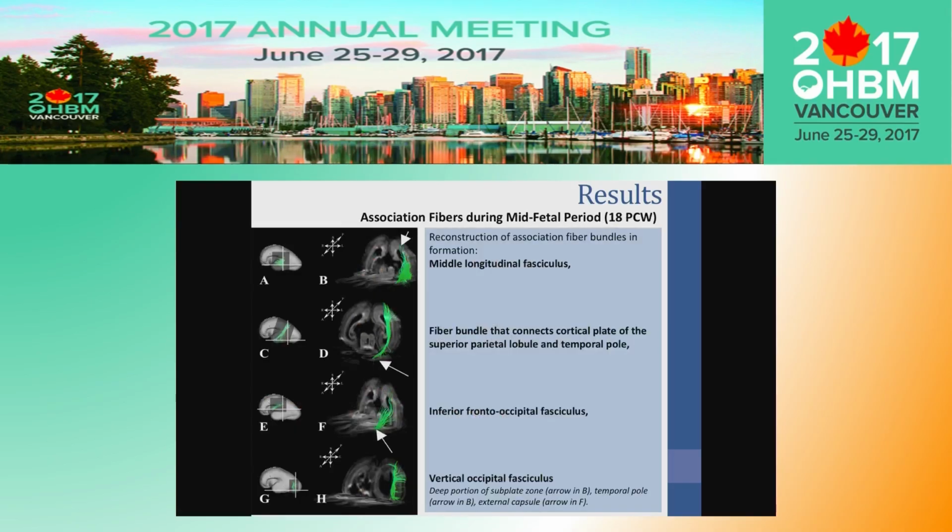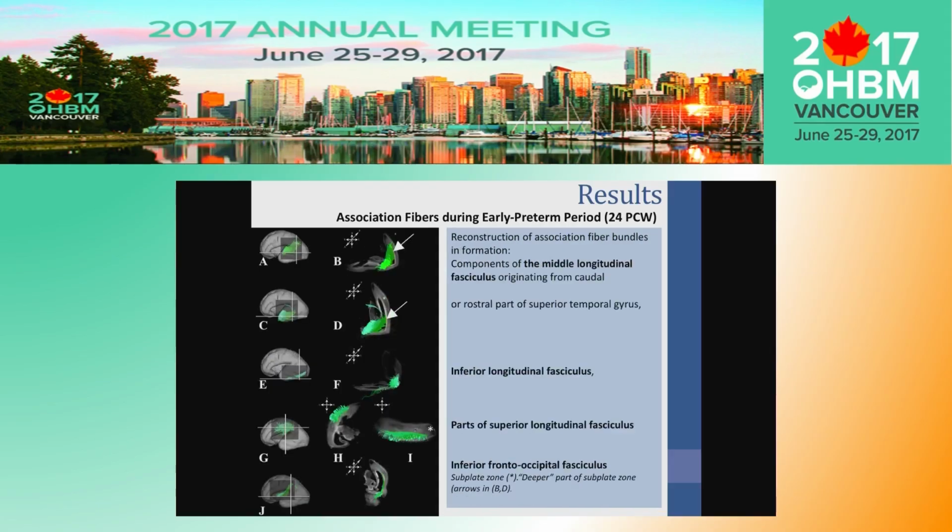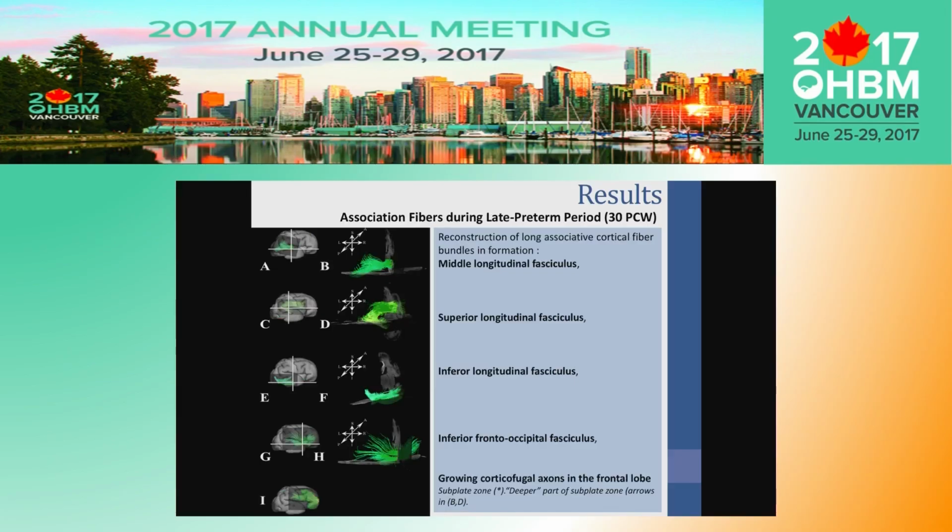What happens with association fibers? Very early during the development, we were able to detect different components of association fibers, like the middle longitudinal fascicle, different fiber bundles that connect different cortical regions, the inferior fronto-occipital fascicle, and the vertical occipital fascicle. Within the next period, we have been able to detect these long association pathways in bigger volume, they were more voluminous. And lastly, around 30 post-conceptual weeks, you can clearly see outgrowth of all of these long associational pathways with the outgrowth of short cortical U fibers.